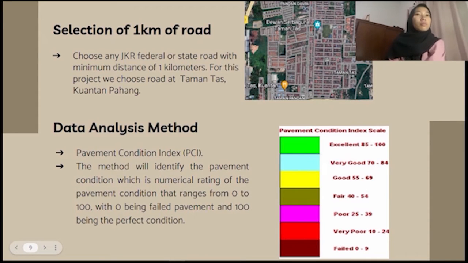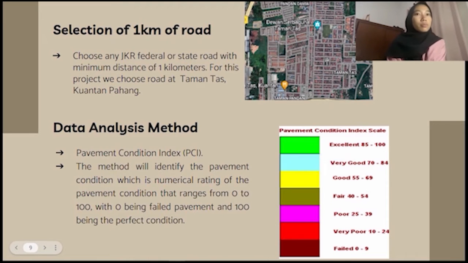Alright. For this route, we divide it into 5 sections, which are section 1, 3, 5, 7, and 9. In every section, for example, section 1 until section 3, it is 200 meters, and we divide it into 5, so in total we have 1 kilometer.